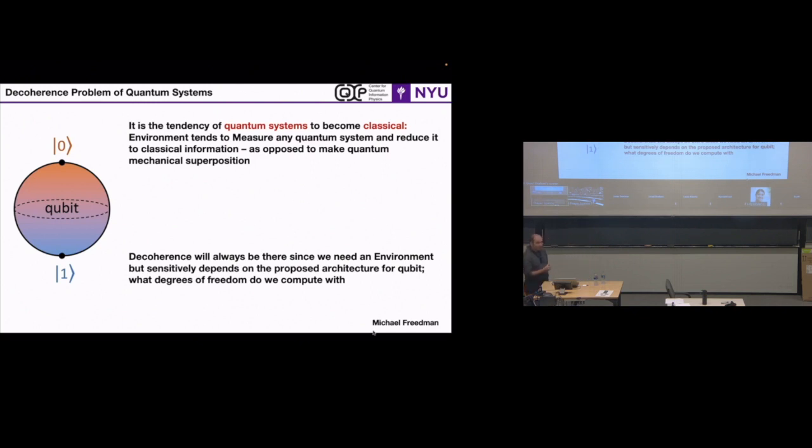And because of that, this word environment becomes important, right? And it goes into the architecture of the qubits. If I put ions in vacuum, it's very different. If I put a spin in silicon, it's very different from when I make a superconducting qubit, right?